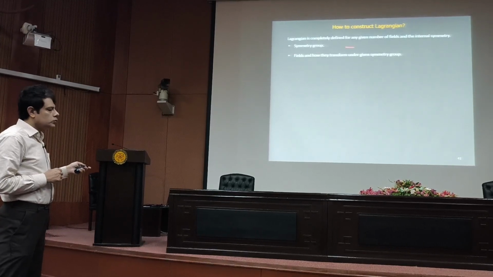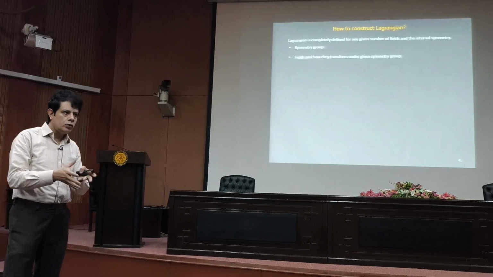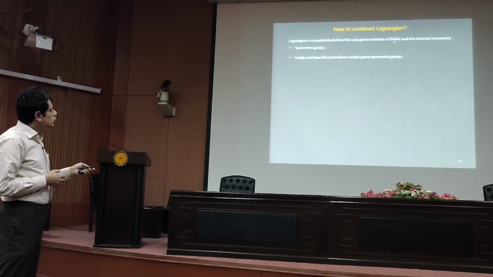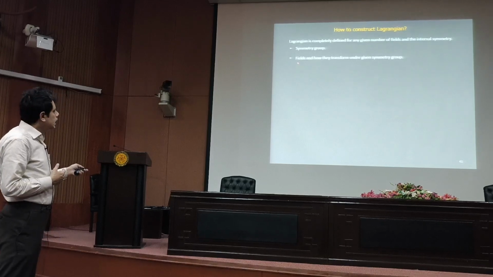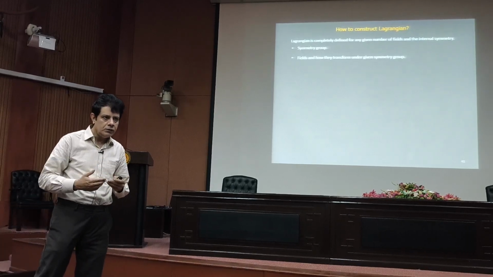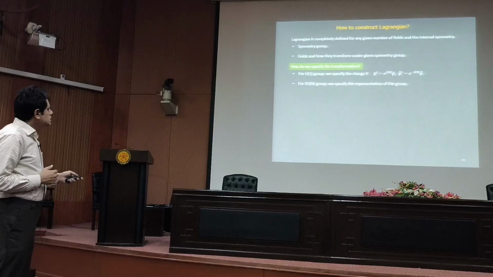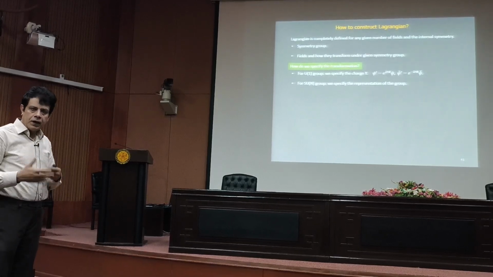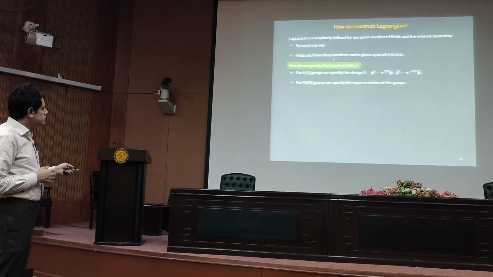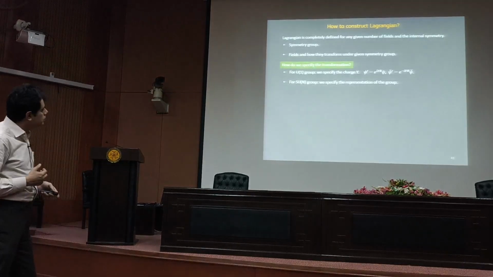We are given, first of all, the symmetry group. So the internal symmetry defines a group, so this group must be given. And then we also need to know how many fields you have and how they transform under the given symmetry group. So if this information is given, then we can proceed and we can construct the Lagrangian. So before we define these things for the standard model, let's see how the transformations are usually given for the fields and the given symmetry group.